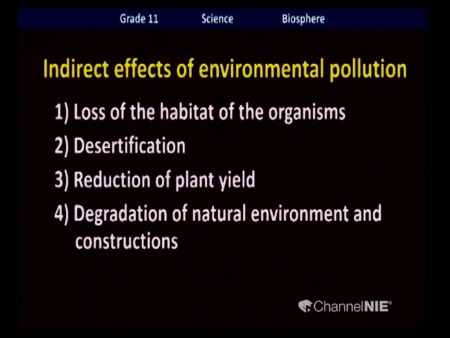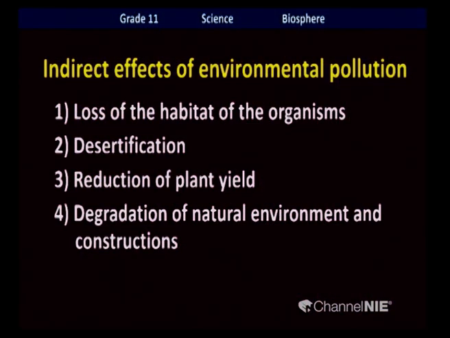Number 2, desertification, the formation of desert. Due to global warming and the increase in salinity of water and soil, the land becomes unsuitable for plant growth. That can lead to desertification, and it can lead to a food crisis also. Number 3, reduction of the plant yield. Due to environmental pollution, food production by plants will decrease, so the harvest will drop.